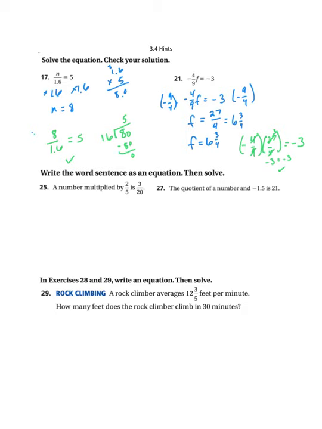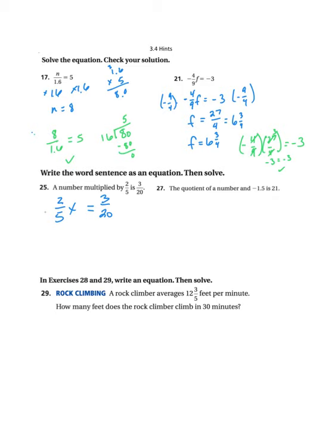The next couple of problems, I'm going to write the word sentence as an equation and solve. So a number multiplied by 2/5. So that might look like 2/5 times n, the number, that's equal to 3/20. So that would be an example of the word sentence. And I can use any variable I want in there. So if you'd rather have x, or if Big Ideas would rather you have x, we can go ahead and change that. And then to solve for x, I'm going to use a different color here.